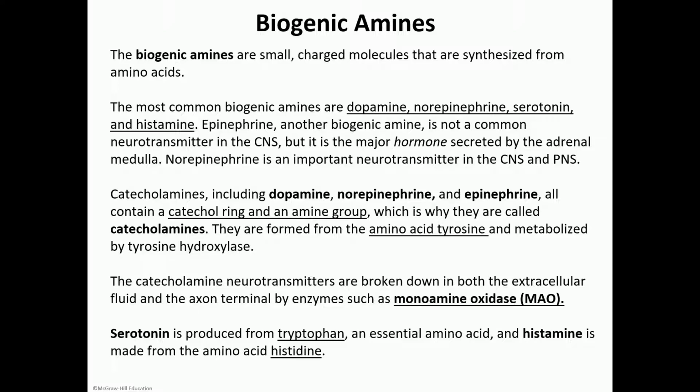Now, another biogenic amine is serotonin, and it is produced from an amino acid called tryptophan, while histamine is another biogenic amine, and its precursor is the amino acid histidine.